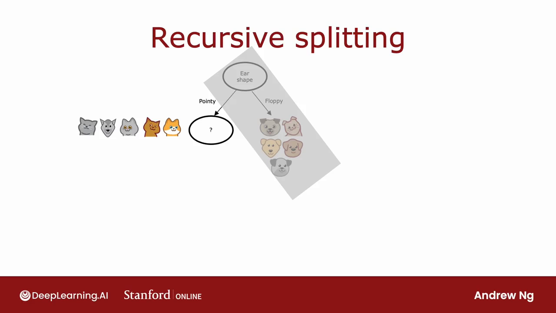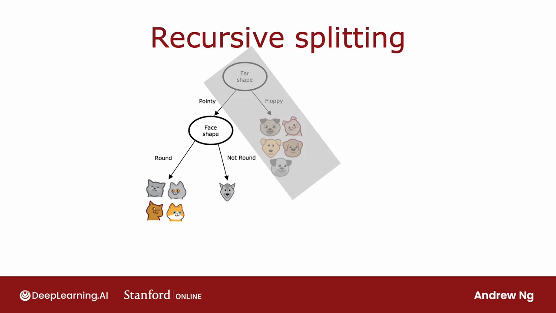So we would compute the information gain for splitting on the whiskers feature, the information gain on splitting on the face shape feature, and it turns out that the information gain for splitting on ear shape will be 0 because all of these have the same pointy ear shape. And between whiskers and face shape turns out to have the highest information gain. So we're going to split on face shape, and that allows us to build left and right sub-branches as follows.